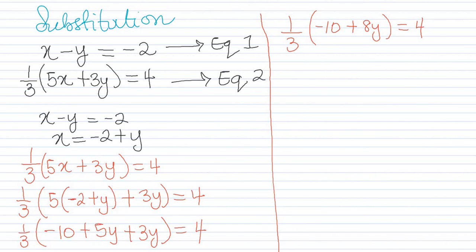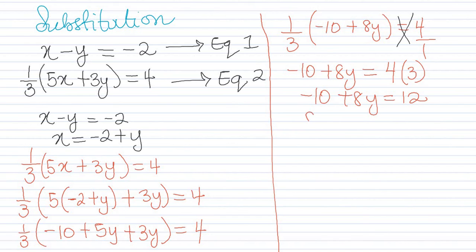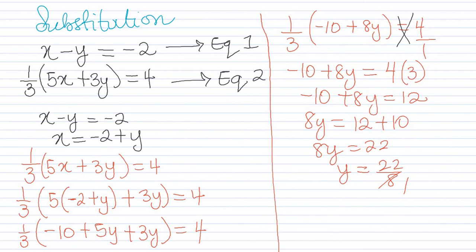So that's basically it. Let's do a cross multiplication. So you have -10 plus 8y equals, when you do a cross multiplication, 4 times 3. So that would be -10 plus 8y equals 12. And that would be 8y equals 12 plus 10. So 8y equals 22. And y equals 22 divided by 8, similar to what we did. So 2 in 8 is 4, 2 in 22 is 11. So y equals 11 over 4. And that is the answer to the y for this question.